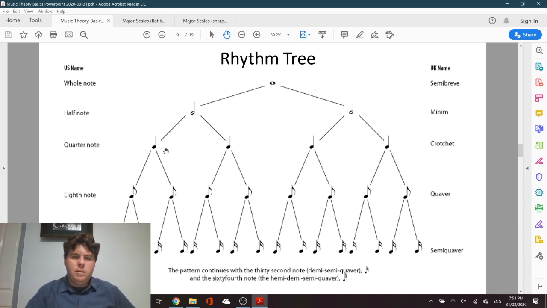Then you can split each minim into 2 crotchets. And keep going down, you split each crotchet into 2 quavers, and then split each quaver into 2 semiquavers. It mentions down here that the pattern continues with the 32nd note, a demi-semiquaver, which has a triple tail, and the 64th note, the hemi-demi-semiquaver, which has 4 tails. Hopefully we don't encounter many of those in our music. I have seen them in certain kinds of music, and it's a bit tricky to read, so we rarely get faster than a semiquaver in our kind of music.